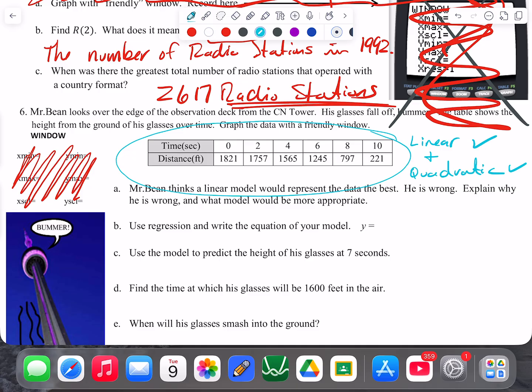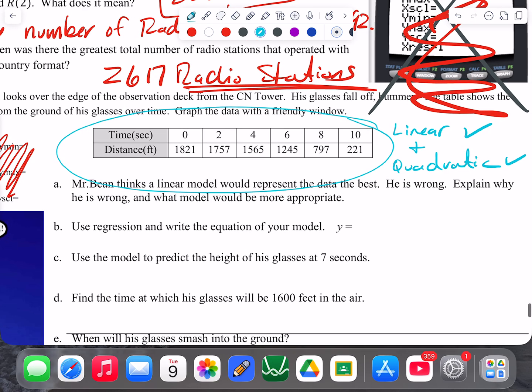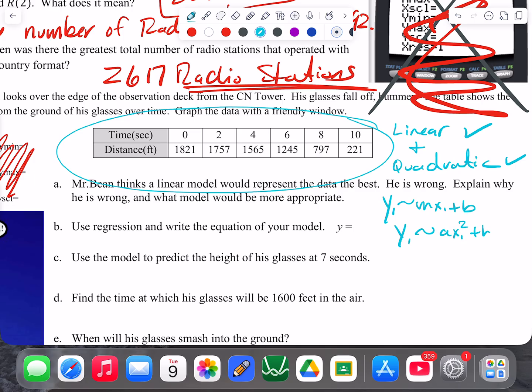So what that means is you're going to have to memorize this. On Desmos, once you enter the table, and I already have it entered, and I'll pull this up in just a little bit, you're going to have to do y1 ~ m x1 + b, and y1 ~ a x1 squared + b x1 + c. You have to test both of those. I can give you both of these on the test. You don't have to memorize that.